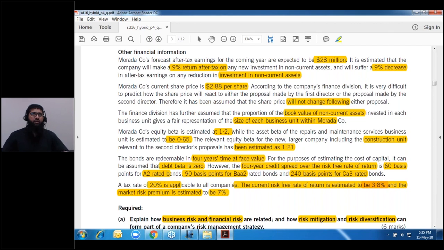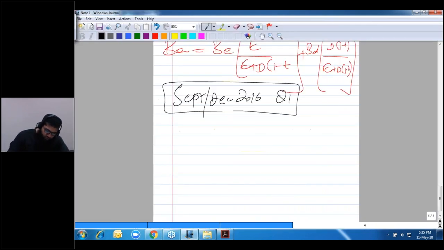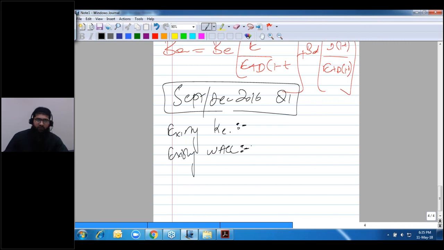Now, what exactly is going to happen? First of all, we would have to calculate the existing cost of equity and the existing weighted average cost of capital. So when we talk about the existing cost of equity, the cost of equity is the risk-free rate of return plus equity beta multiplied by (RM minus RF).